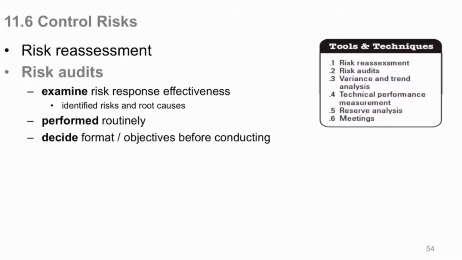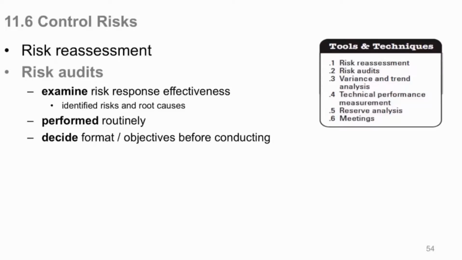Risk audits. You need to audit your risks. There's techniques to do that. The technique would be to examine the risk response effectiveness. Again, audit it. Hopefully identify the risks. Well, you already know the risk that caused the plan to be activated. So you want to find out, well, what is the real root cause of why that happened? Now try to always get to the root cause, because that may mitigate a bunch of other risks.